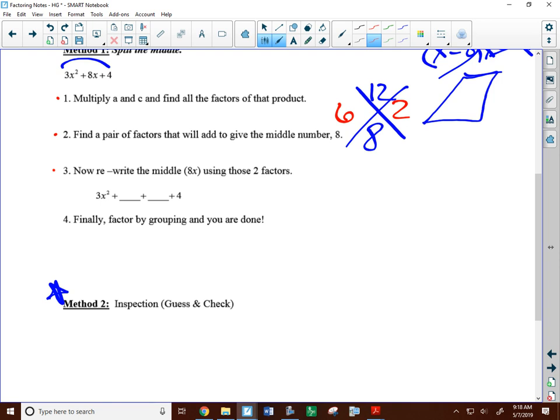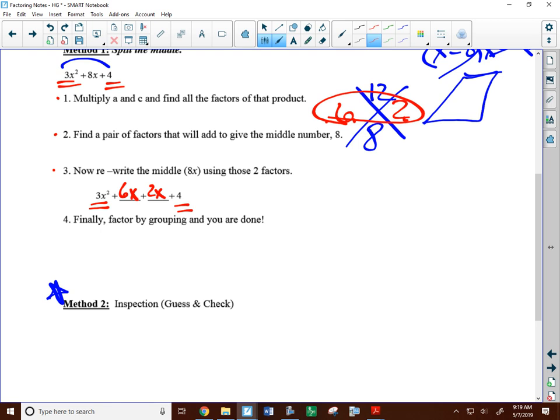Here's what we do. This is the split in the middle step. You keep 3x squared and 4. Those just come down. But you split the middle term, 8x, into 2 terms that mirror 6 and 2. Again, that's where the name comes from, split the middle term. 8x becomes 6x and 2x. And again, how I got 6 and 2 was based on these.